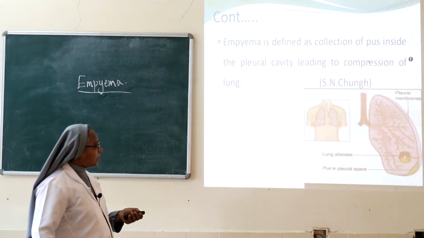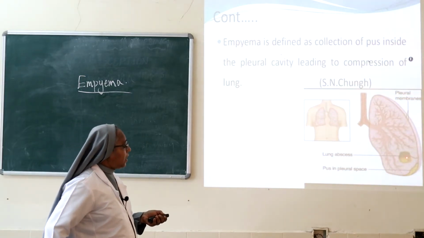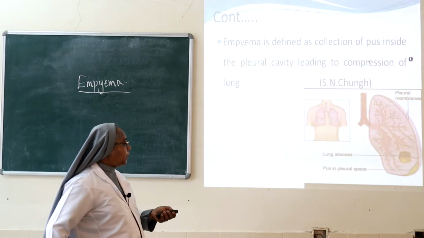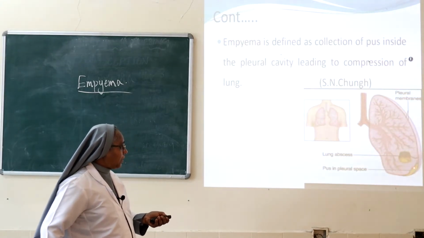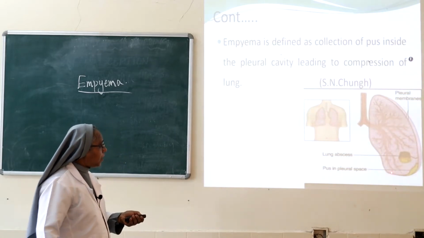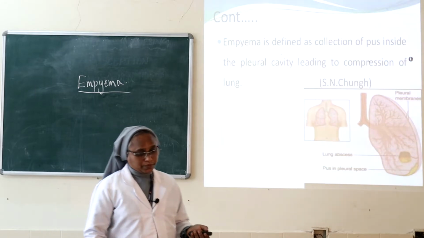In the picture we can see this is a lung abscess, a collection of pus in the lung tissue, that is inside the lung parenchyma. But in the outer covering layer, that is the pleural cavity, we can see a collection of pus, that is called empyema. It compresses the lung tissue.